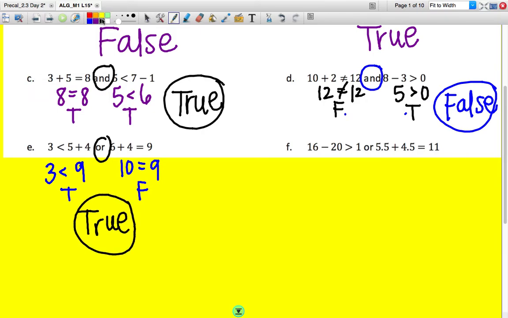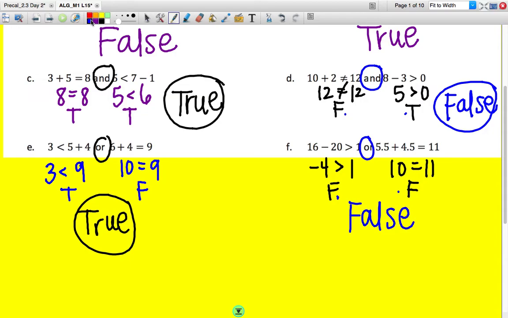16 minus 20 is negative 4. Negative 4 is greater than 1 is false. 5.5 and 4.5 make 10. 10 equals 11 is false. Keyword here is or. Or means that only one condition needs to be true. In this case, they're both false, which means we have no solution, or it would be false.